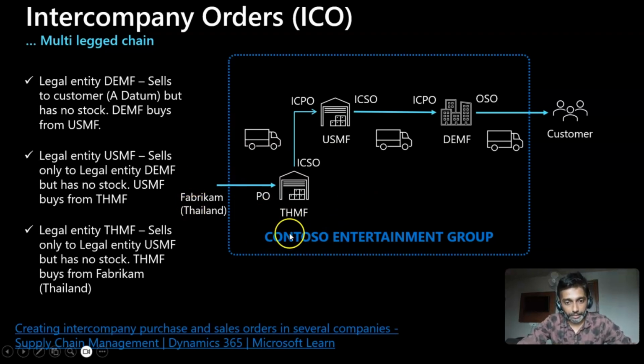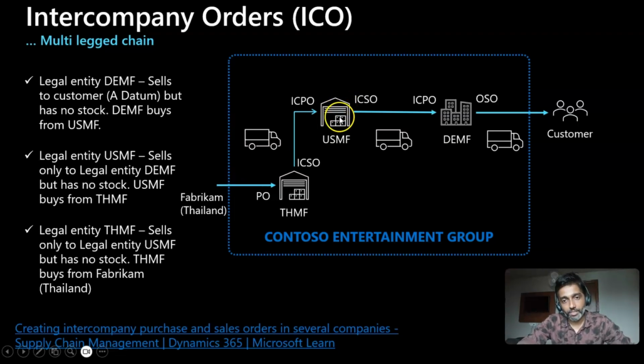For example, let's say the Contoso Entertainment Group has DEMF, USMF, and THMF. These are the legal entities which are available in the demo data, right? So if a customer raises a demand to fulfill a mid-range speaker in the legal entity DEMF, and DEMF does not generally sell the material directly to the customers, they need to procure the material from USMF. This is the scenario which we saw in the three-leg chain, right?